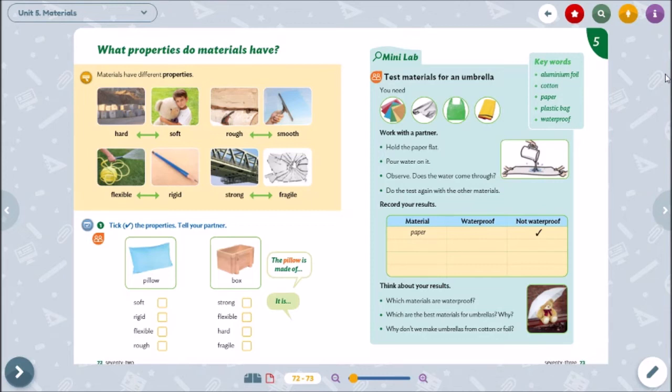So what's something that we can think of? A t-shirt. A t-shirt is going to be soft. Depending on what's on the t-shirt, it can be smooth or rough, but we'll say smooth. It's going to be flexible because we can bend it and stretch it and do all sorts of things with it and it won't really break. And a t-shirt isn't fragile. So it can be more than one property.